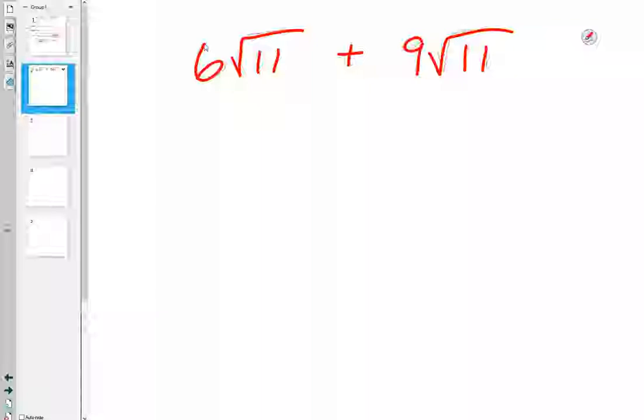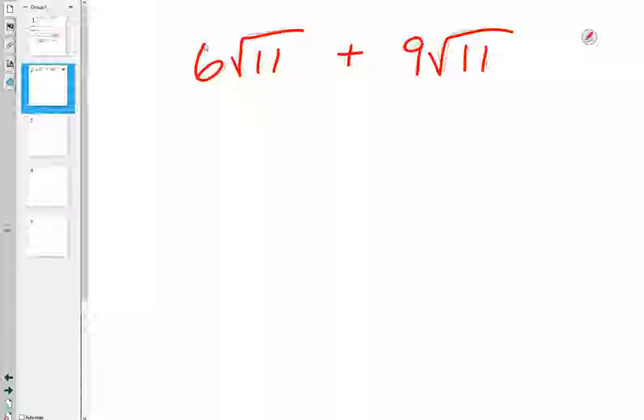So what's nice about this one? I want to add. What do we like? The radicands are the same, so we're ready to add. When it comes time to add, what numbers get added? Just the outside. What is 6 plus 9?